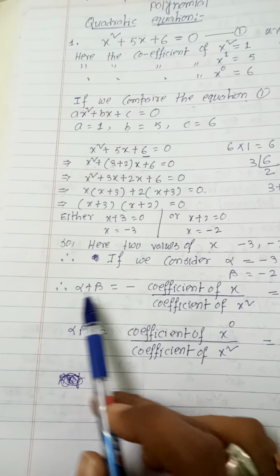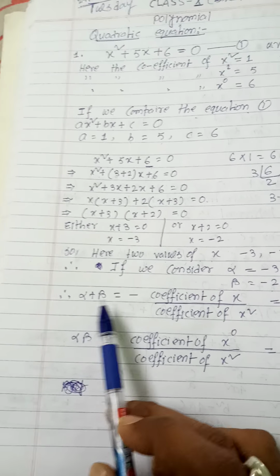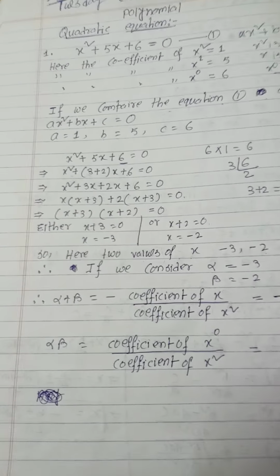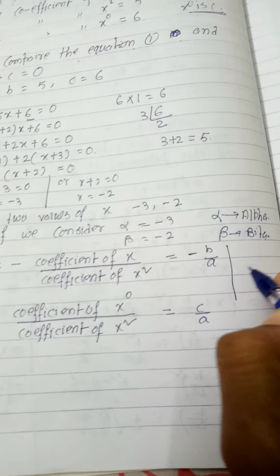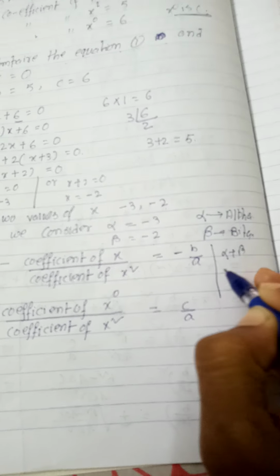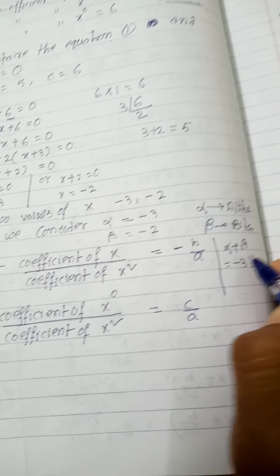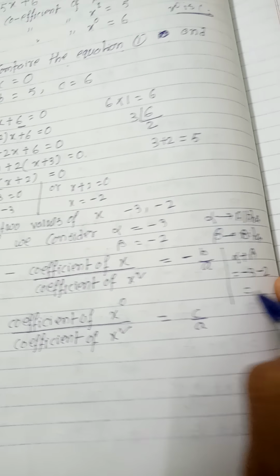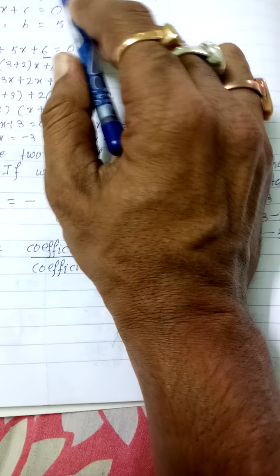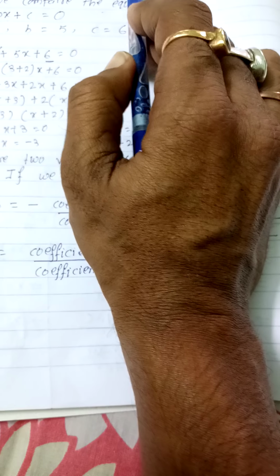So what is the value of alpha plus beta? Alpha plus beta equal to minus 3, minus 2, it means minus 5. And what does minus 5 mean? It is minus of the coefficient of x by the coefficient of x square.